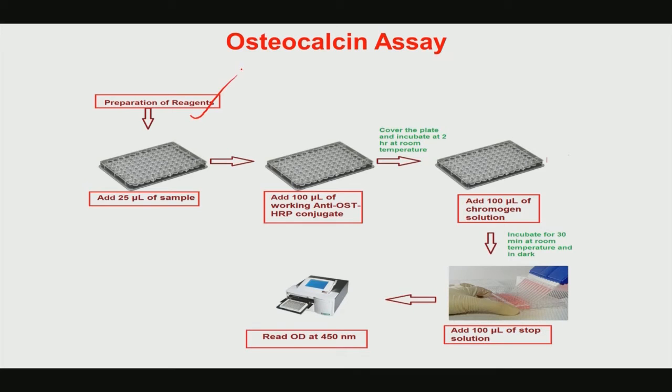You have to first prepare the reagents, then add a specific amount of the sample, like 25 microliter and so on. Then you add the anti-OST HRP conjugate, cover the plate and incubate for 2 hours at room temperature. Most of these procedures are very standard procedures. So, there is no scope of any modification in these well established protocols or procedures that I am discussing in the context of all these assays. And finally, this osteocalcin expression is determined at 450 nanometer wavelength.